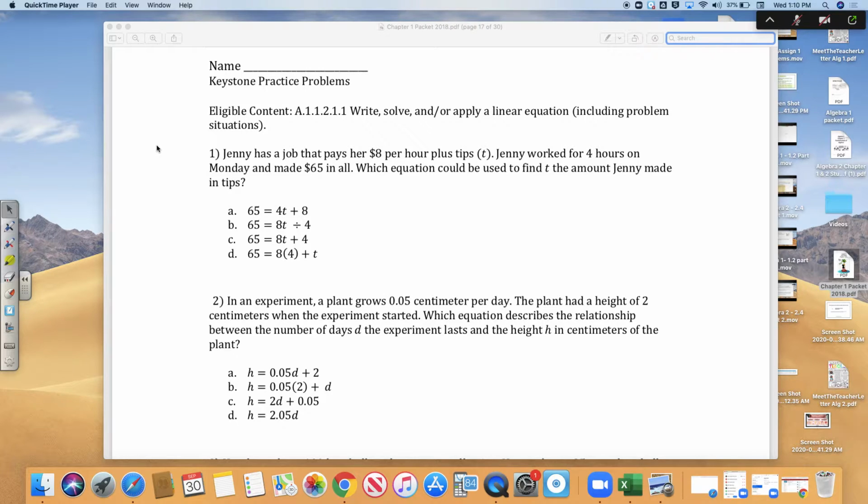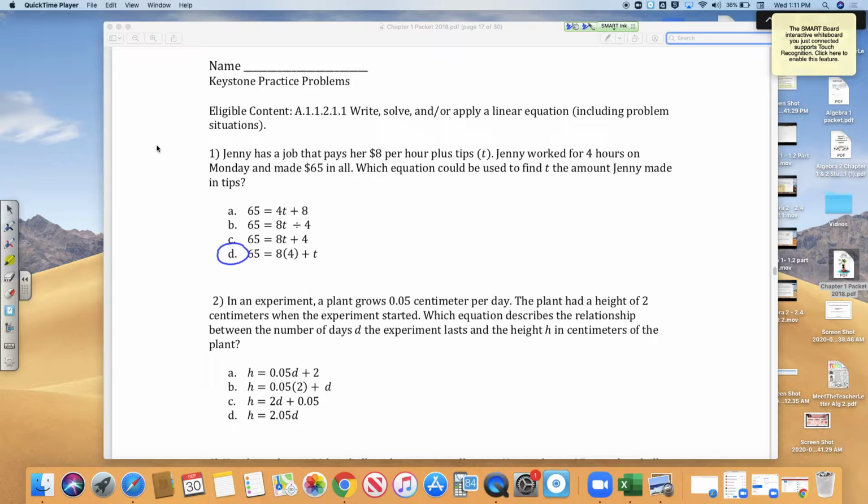So we know she makes $8 per hour, and we know that she worked 4 hours in total. So when I'm looking at these equations, I should be seeing $8 an hour times 4 somewhere because I know that she worked a total of 4 hours. So if she makes $8 an hour times 4 hours, she would make $32 plus tips. So plus T would be equal to $65 in all. So this one right here, letter D, looks like it would be the correct answer to me.